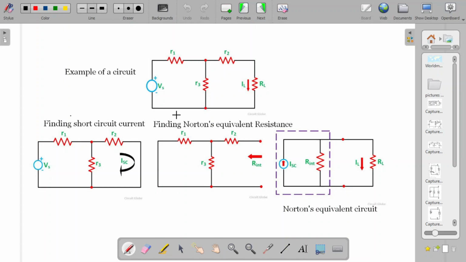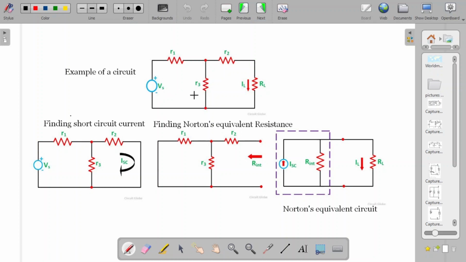Now we shall look more into the detail using an example. Here shown is a network which is not very complicated, but you have a network of resistances and there is a voltage source here. You have the load resistance here. Now this network can be replaced by a Norton equivalent circuit. How is that actually done?